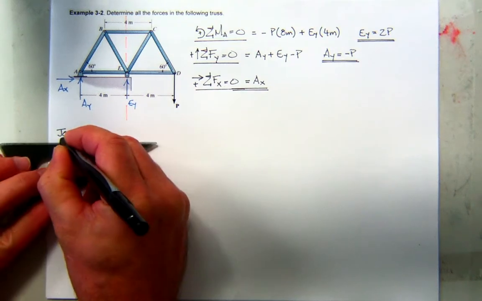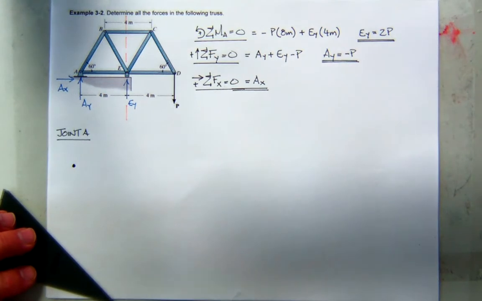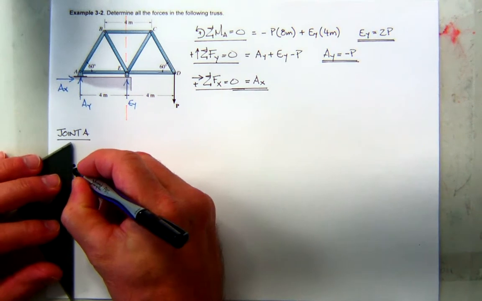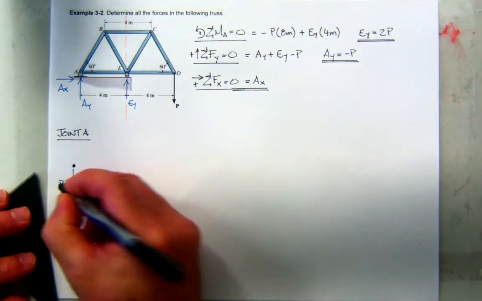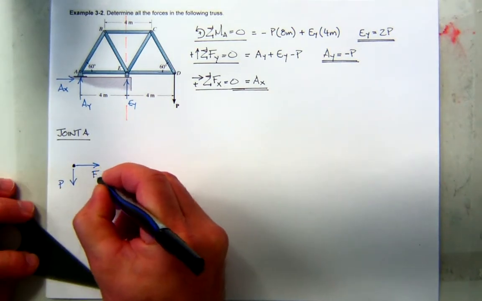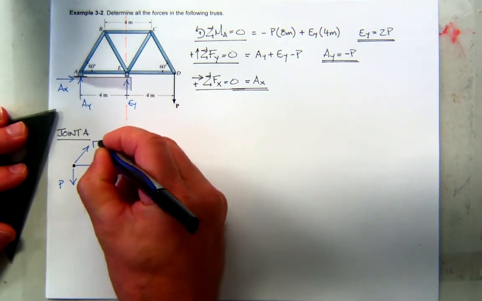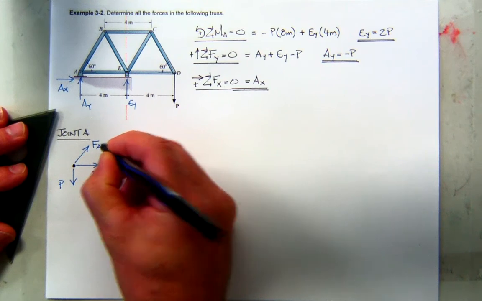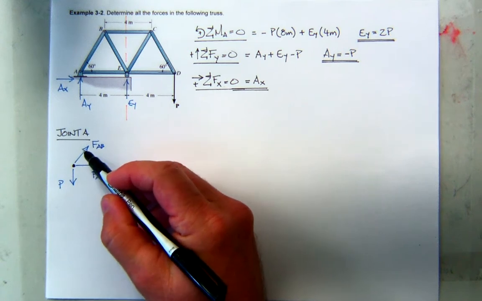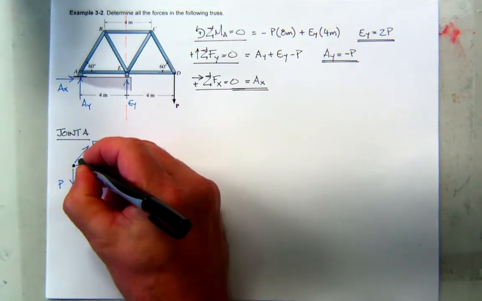So I'm going to draw my free body diagram for joint A. There it is. We have no AX. It's 0. We solved for AY. It was minus P, so that means it's acting down a value of P. I'm going to assume tension for force AE and tension for force AB. And also, I'm going to look at the slope of this line. It looks like it's 60 degrees. So I'll just put that in there just to keep track.